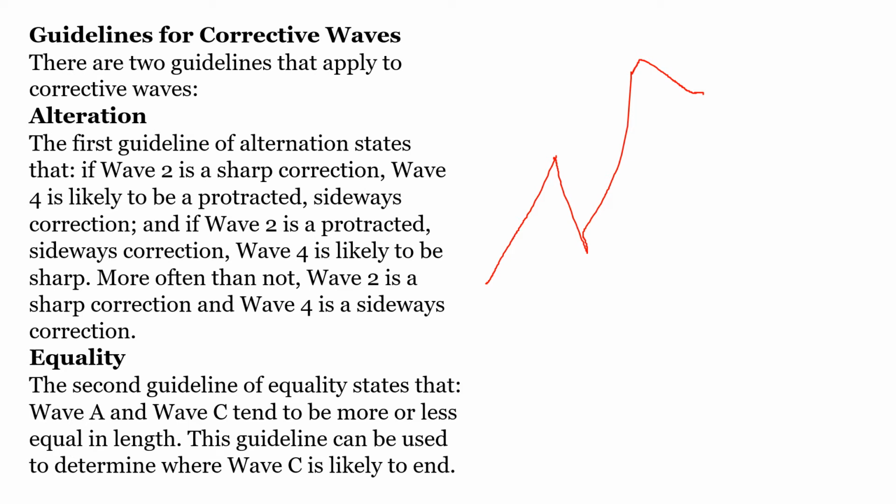Another guideline is equality, and that states that wave A and wave C tend to be more or less equal in length. This guideline can be used to determine where wave C is likely to end.